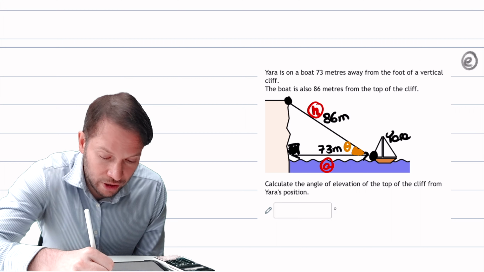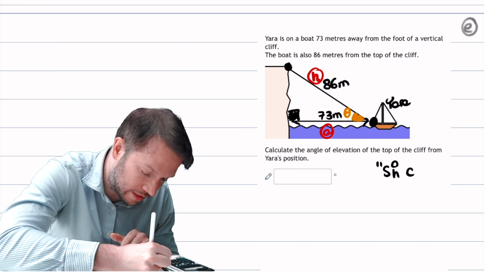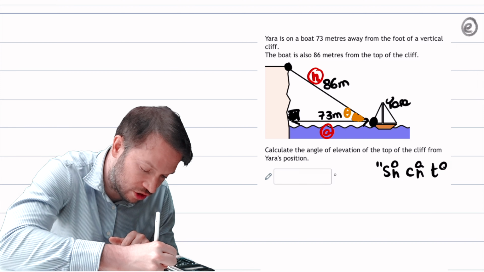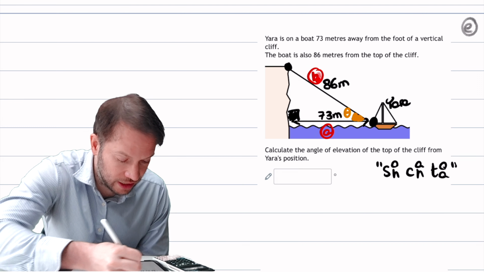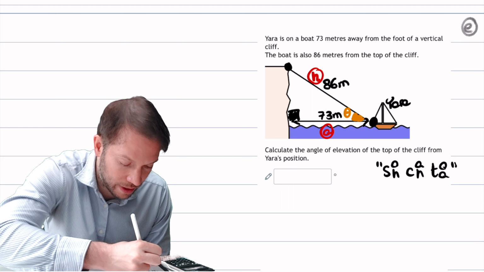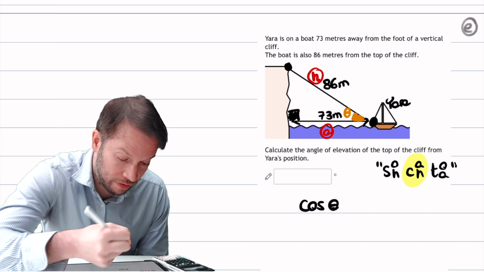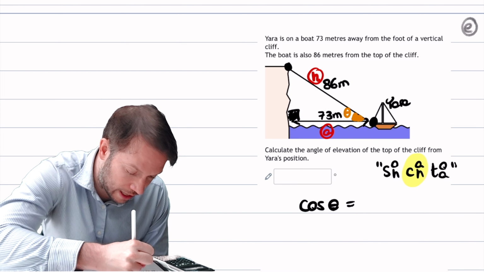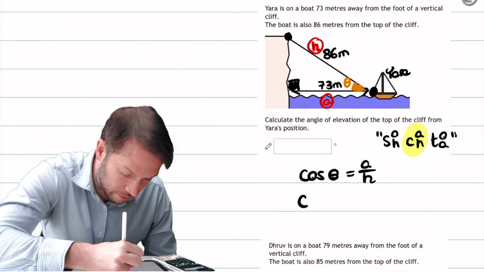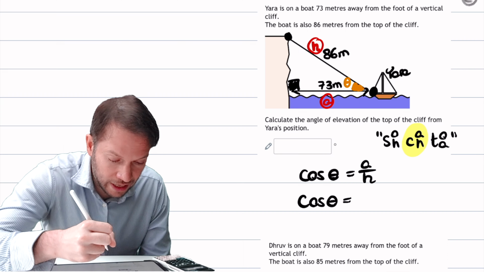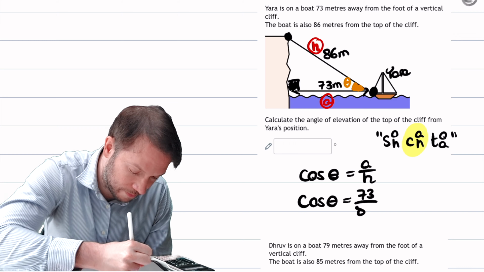And then if we use SOHCAHTOA, let's remind ourselves of SOHCAHTOA, that tells us which trigonometric ratio we should use. Now, we're involving A and H. A and H is this one. And remember, this is short for cos of theta, where theta is the angle of interest, is equal to A over H. Now, let's just substitute in our values. We've got cos of theta, we don't know theta yet, is A, which is 73, over H, which is 86.